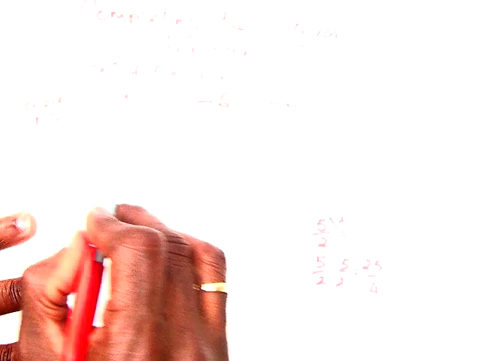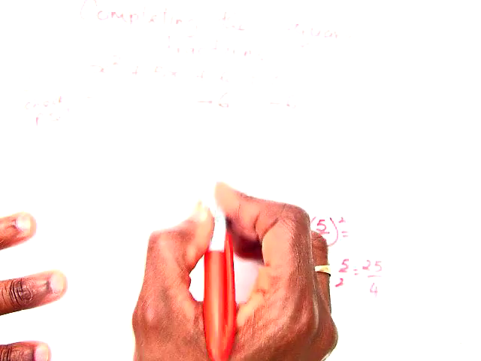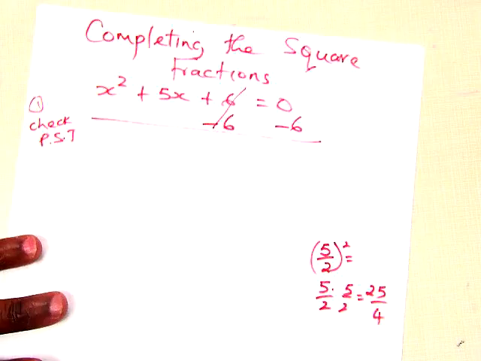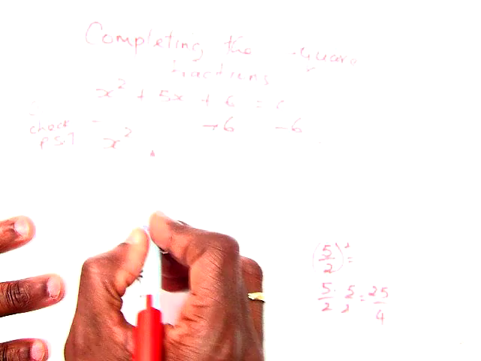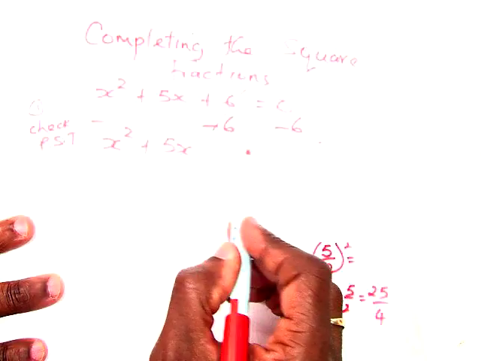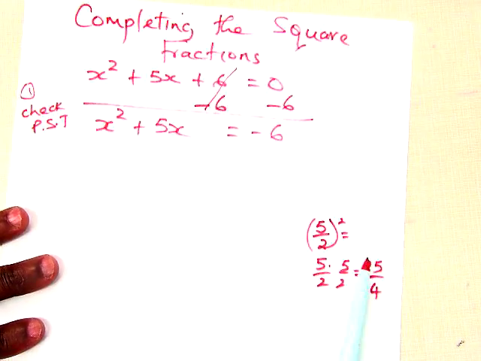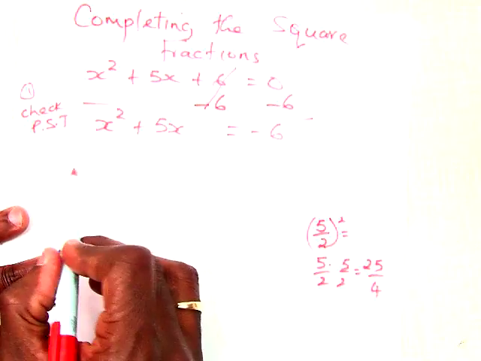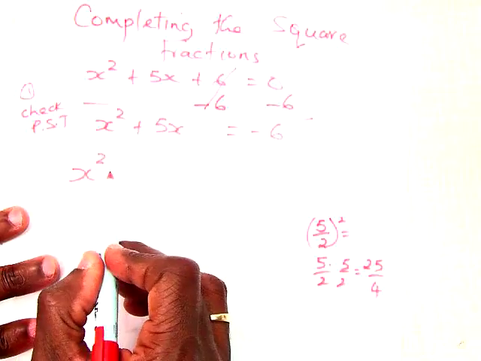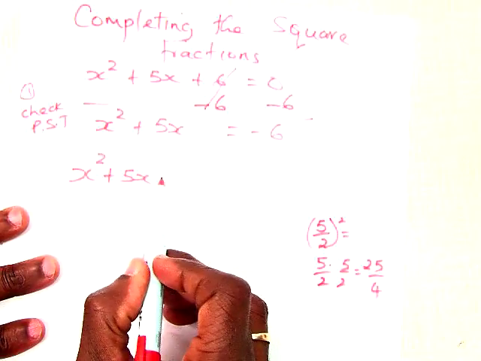So I'm going to use inverse operations. I'm going to subtract 6 from both sides. So once I've done that, that's gone. So now I have x squared plus 5x equals negative 6. And now what I need to do is to add 25 over 4 or 5 over 2 squared to both sides of the equation.